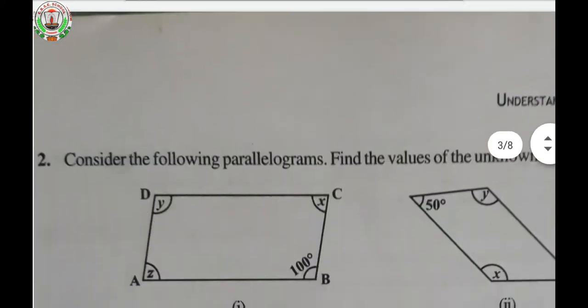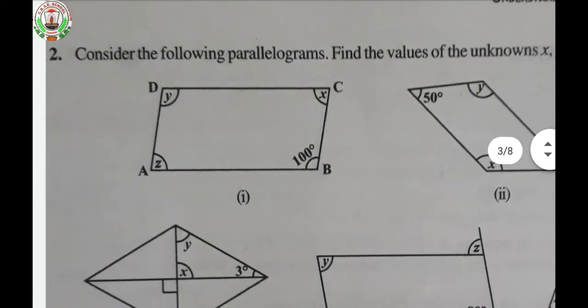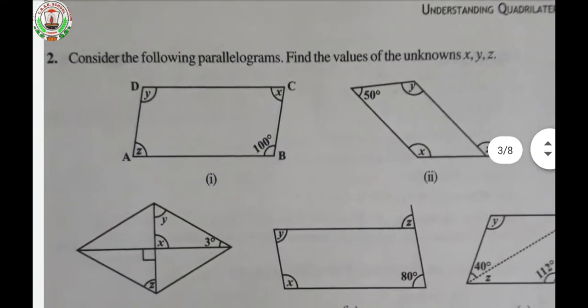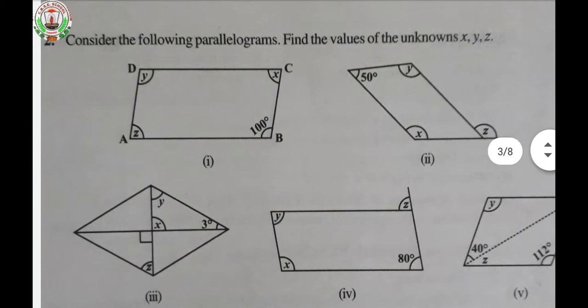So here we have question number 2. What does question number 2 say? Question number 2 has 5 parts, isn't it? Consider the following parallelograms. Find the value of the unknowns x, y and z. So here all the 5 figures are parallelograms. Then in each parallelogram you have to find the value of x, y and z.